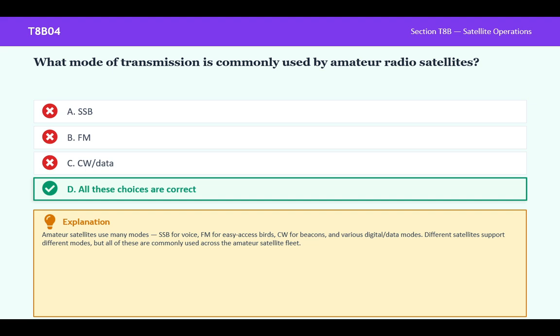What mode of transmission is commonly used by amateur radio satellites? D. All these choices are correct. Amateur satellites use many modes: SSB for voice, FM for easy access birds, CW for beacons, and various digital data modes. Different satellites support different modes, but all of these are commonly used across the amateur satellite fleet.